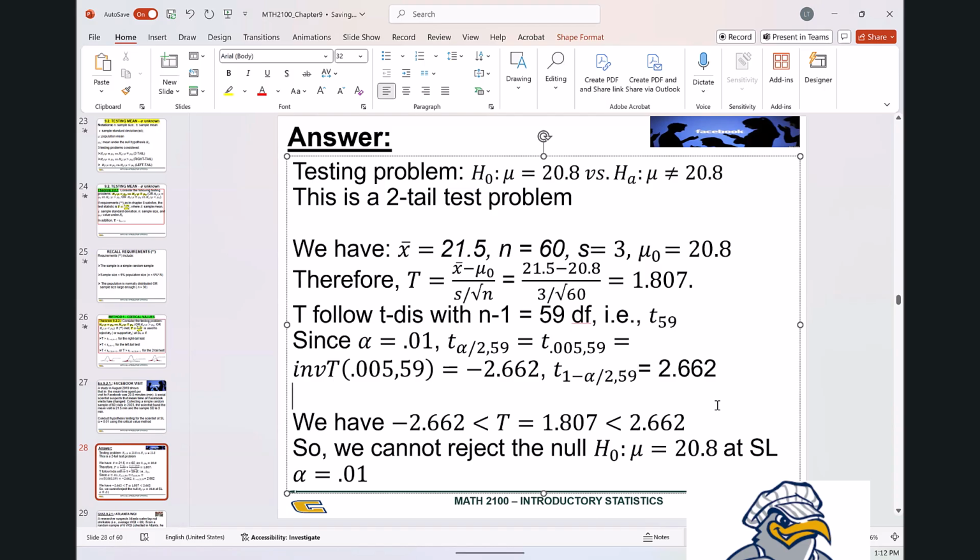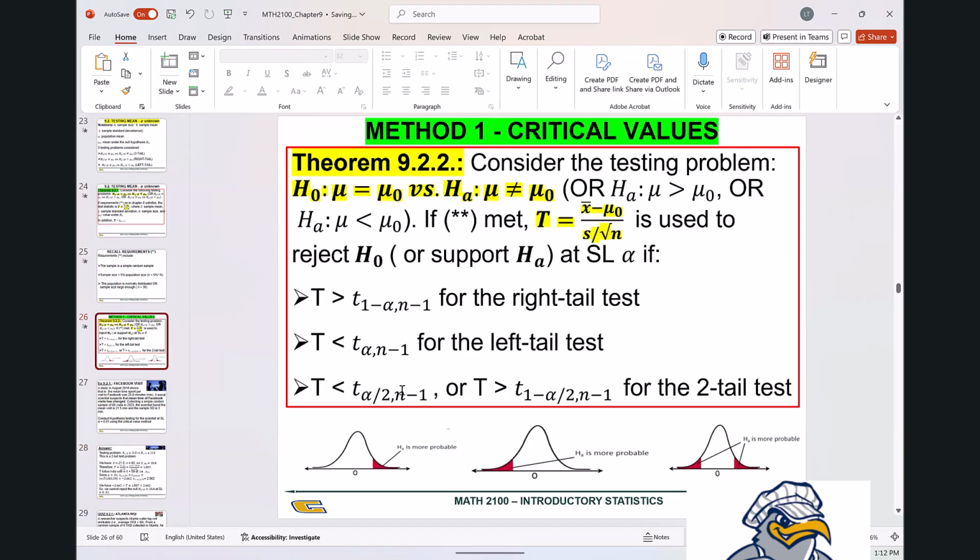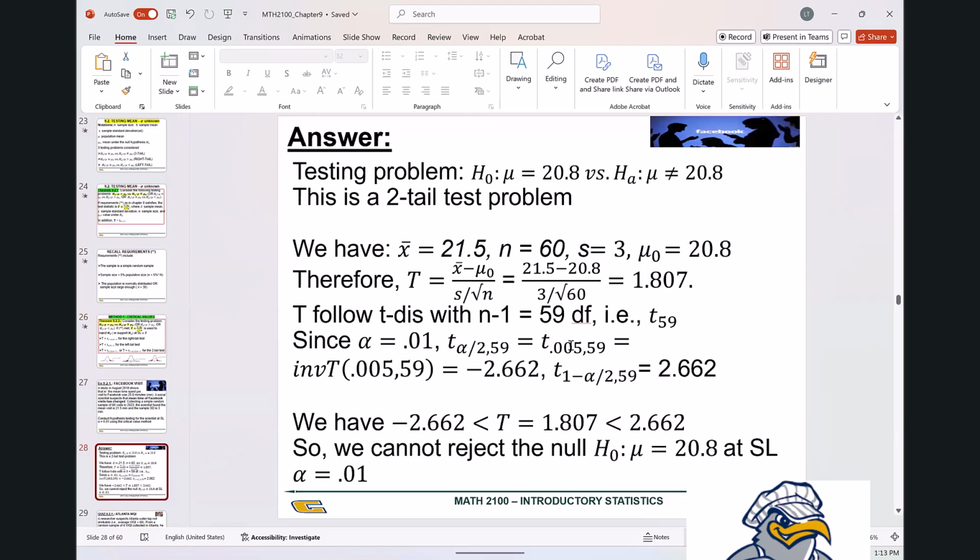And finally, when you get the two cutoffs, you need to compare. You need to check whether your T is less than the lower cutoff or greater than the upper cutoff. If it satisfies one of these two, then you can reject. If not, then you cannot reject. And here you can see that your test statistic is 1.807. It is not less than this value, and it is also not greater than this value. In fact, it's in the middle. So you cannot reject the null at significance level 0.01. That will be your conclusion.